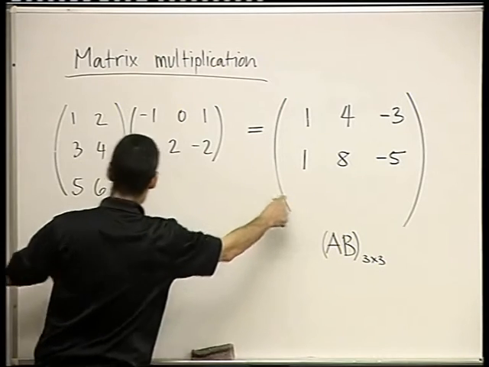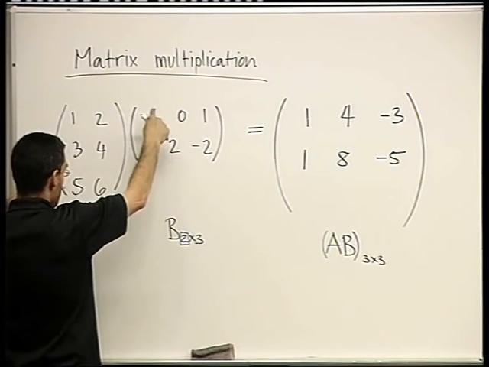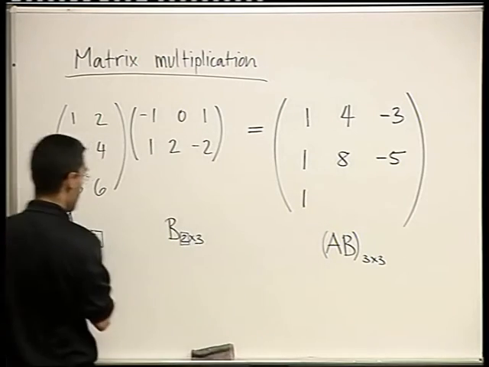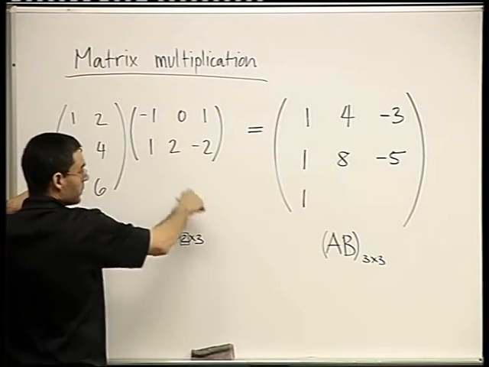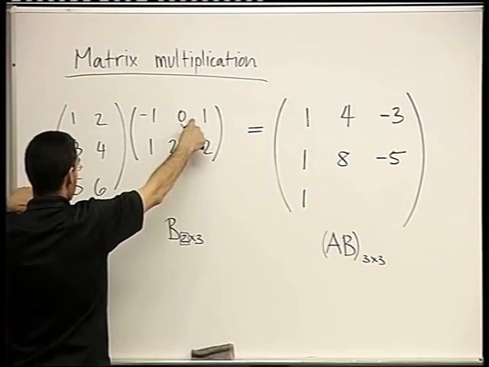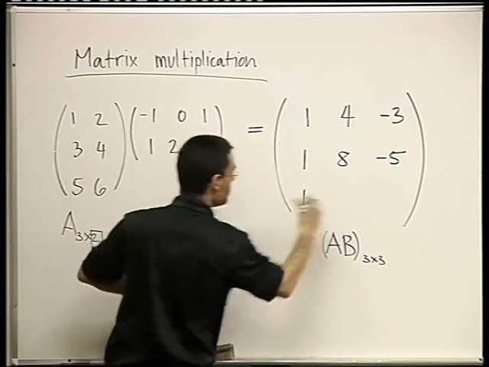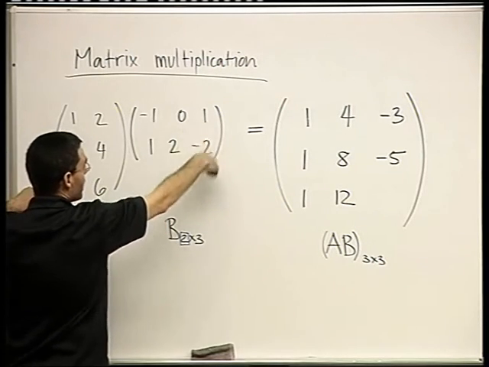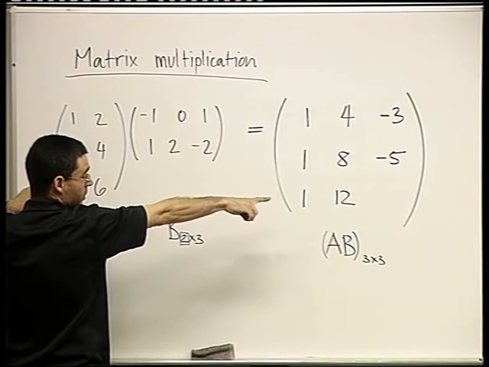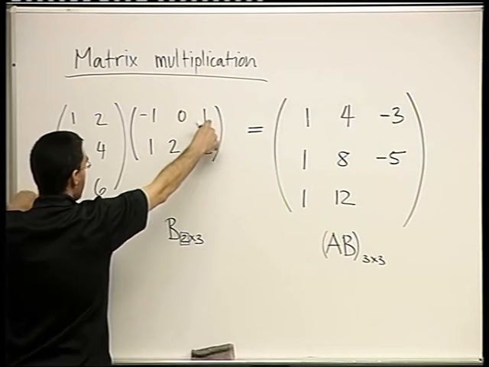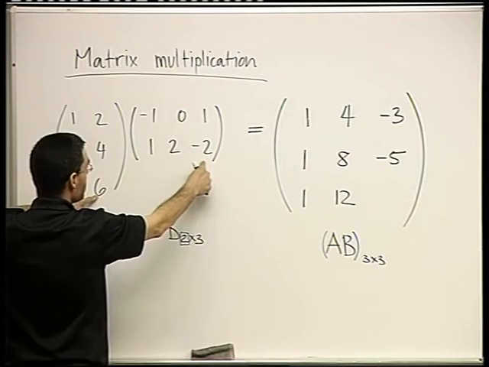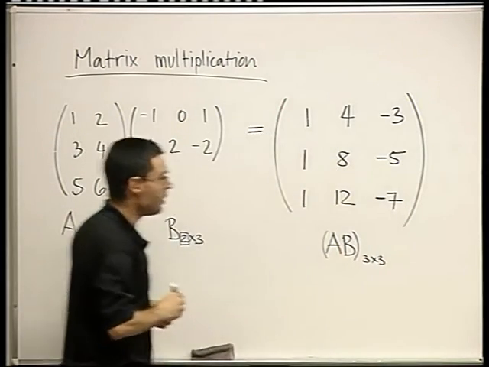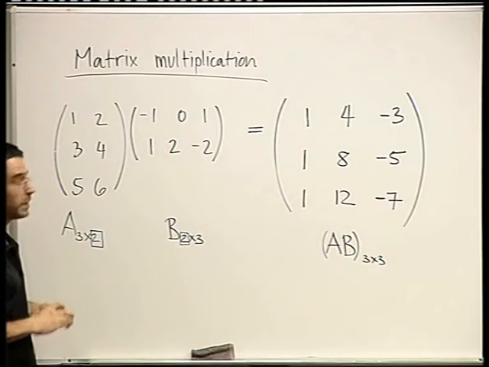Row 3, column 1. Negative 5 plus 6, 1. Row 3, column 2. 0 plus 12. Row 3, column 3, the last entry of the product. 5 minus 12, negative 7. That's how you do matrix multiplication.